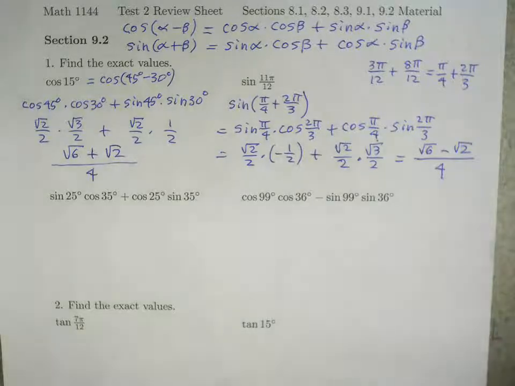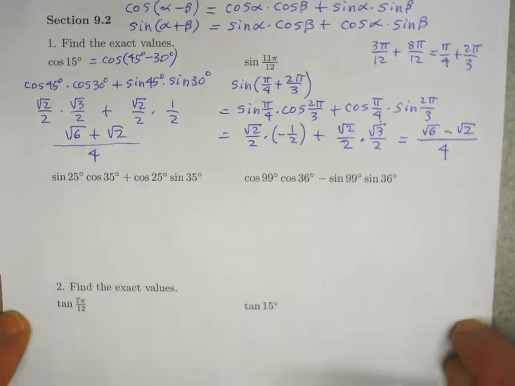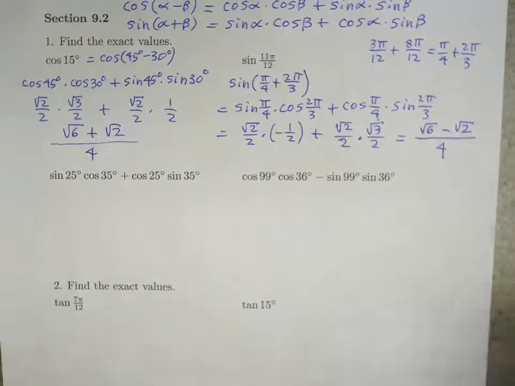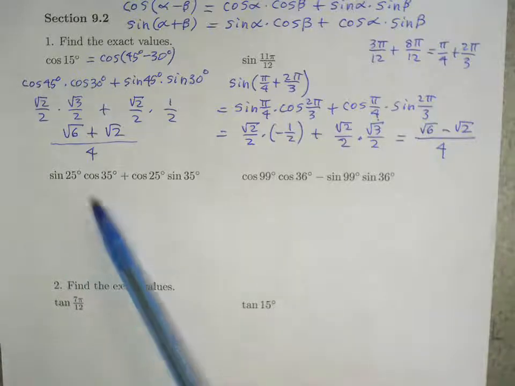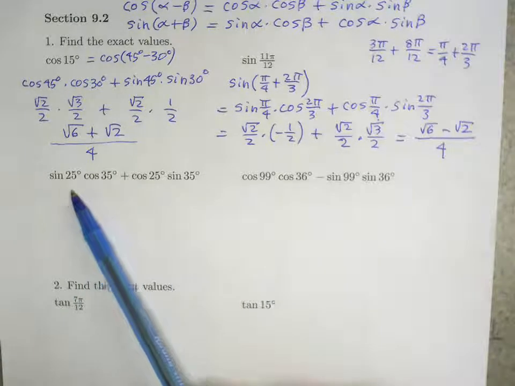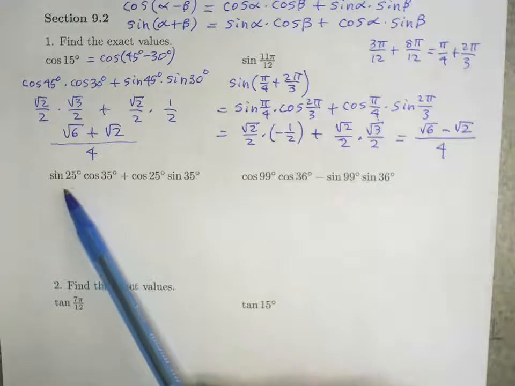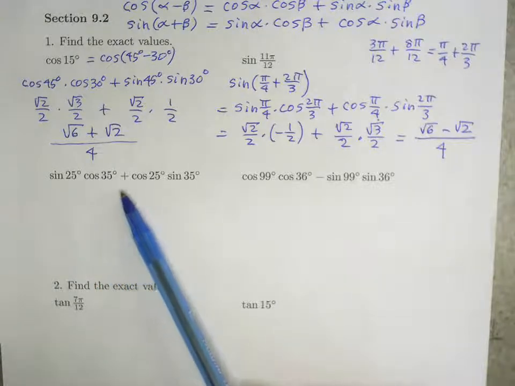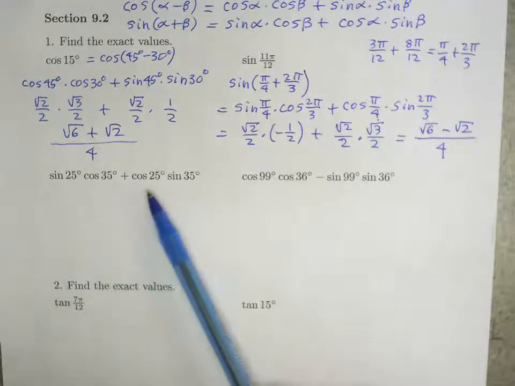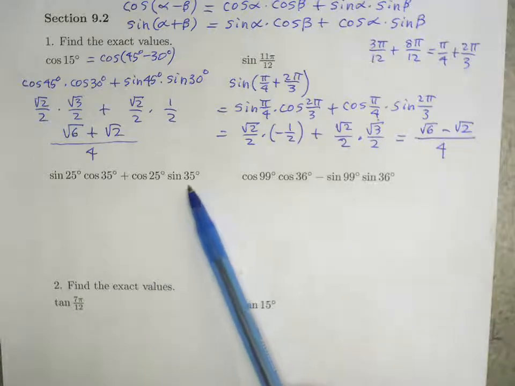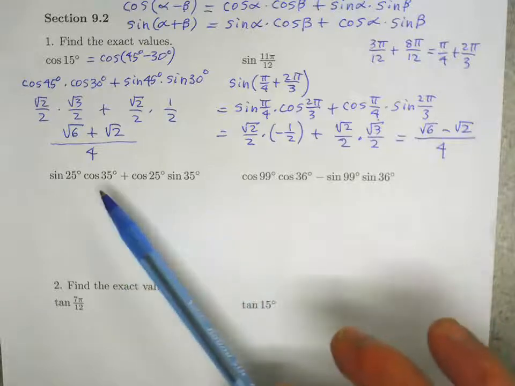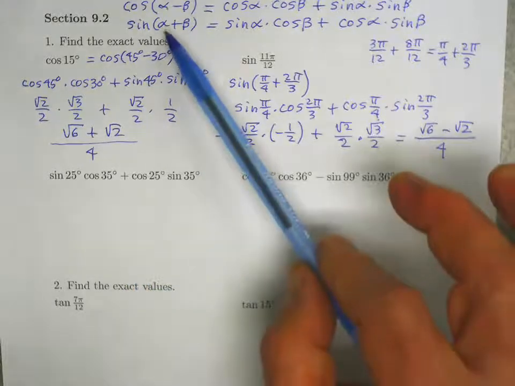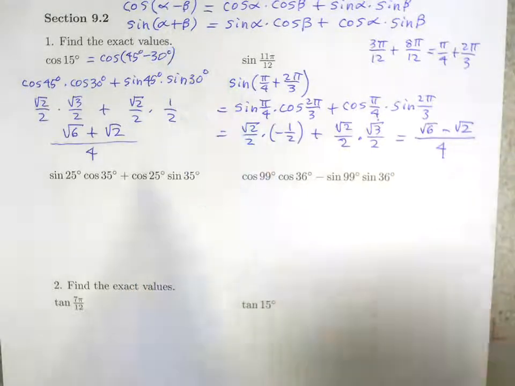Okay, the next one's find the exact values. So on this one, we're just going to work in reverse. Sine of 25 times cosine of 35 degrees plus cosine of 25 degrees times sine of 35 degrees. This is what we get from the sum formula for sine.